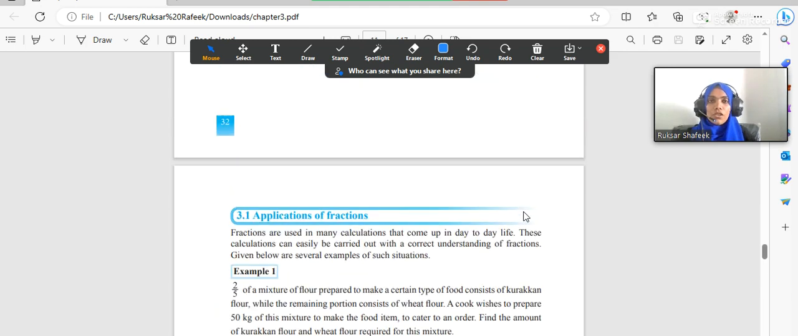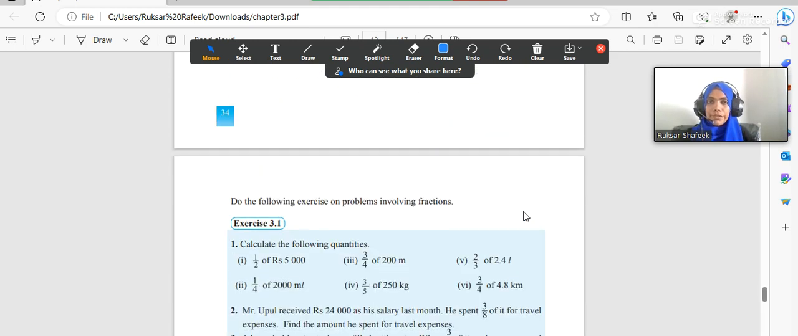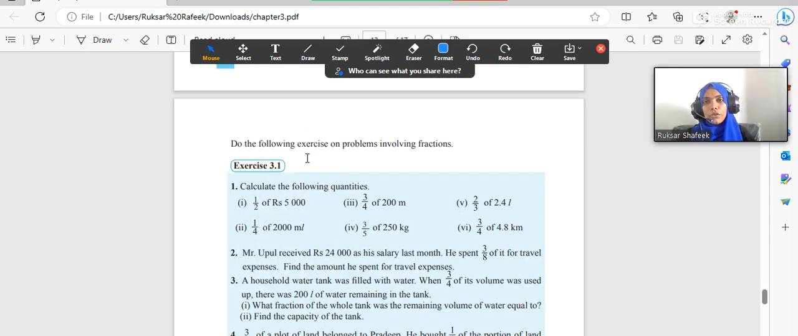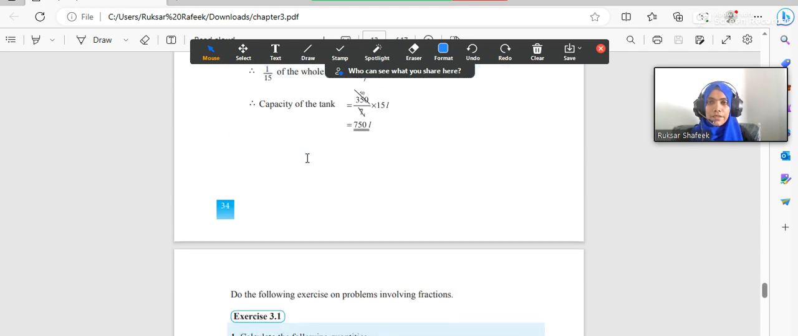So if you look at the fractions questions, they are pretty simple, very straightforward over here. And it's just about understanding what they are asking for, and you can figure it out. So the last example before we go to the exercise 3.1 itself.